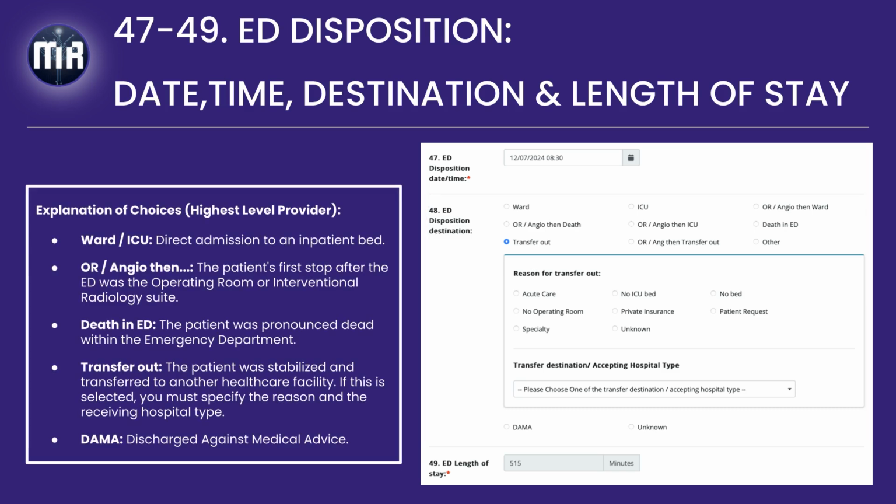Explanation of choices. Ward, ICU, direct admission to an inpatient bed. OR/angio, then. The patient's first stop after the ED was the operating room or interventional radiology suite. Death in ED. The patient was pronounced dead within the emergency department. Transfer out. The patient was stabilized and transferred to another healthcare facility. If this is selected, you must specify the reason and the receiving hospital type. DAMA, discharged against medical advice.